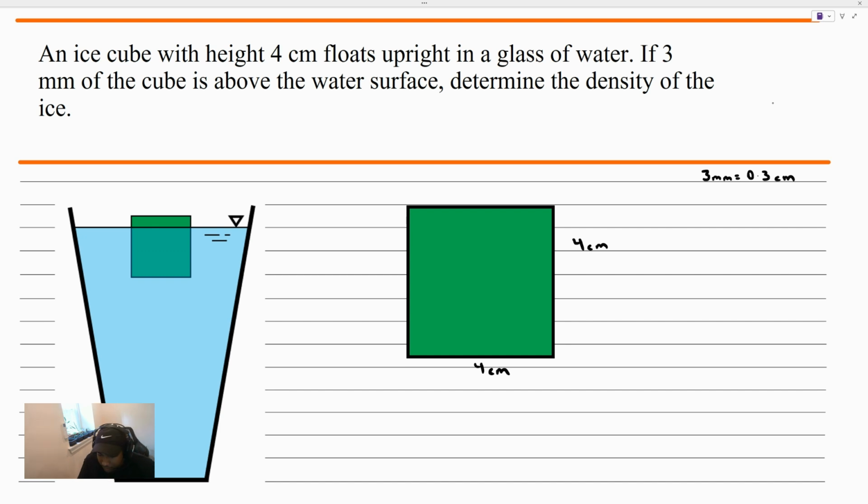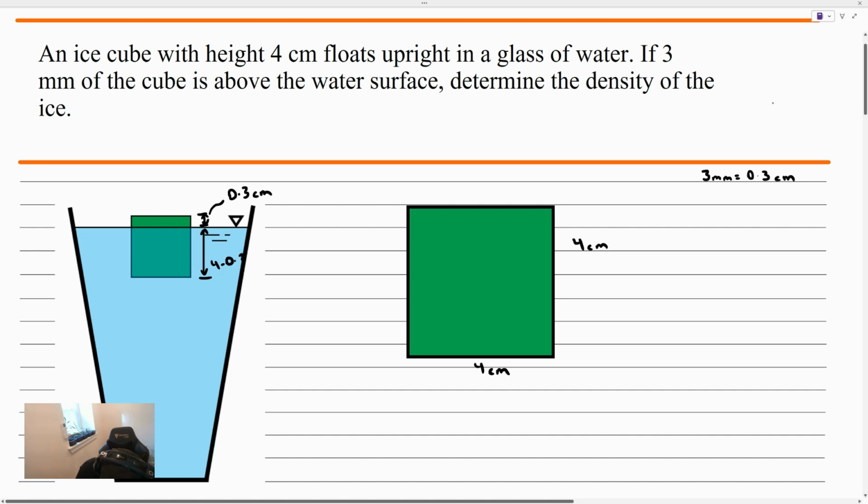0.3 centimeters. So if we kind of draw it out here, that would mean that this height above the surface is that 0.3 centimeters. That would mean that this would have to be 4 minus 0.3, which is just equal to 3.7 centimeters. Okay. Now what we need to do is determine the density of the ice.